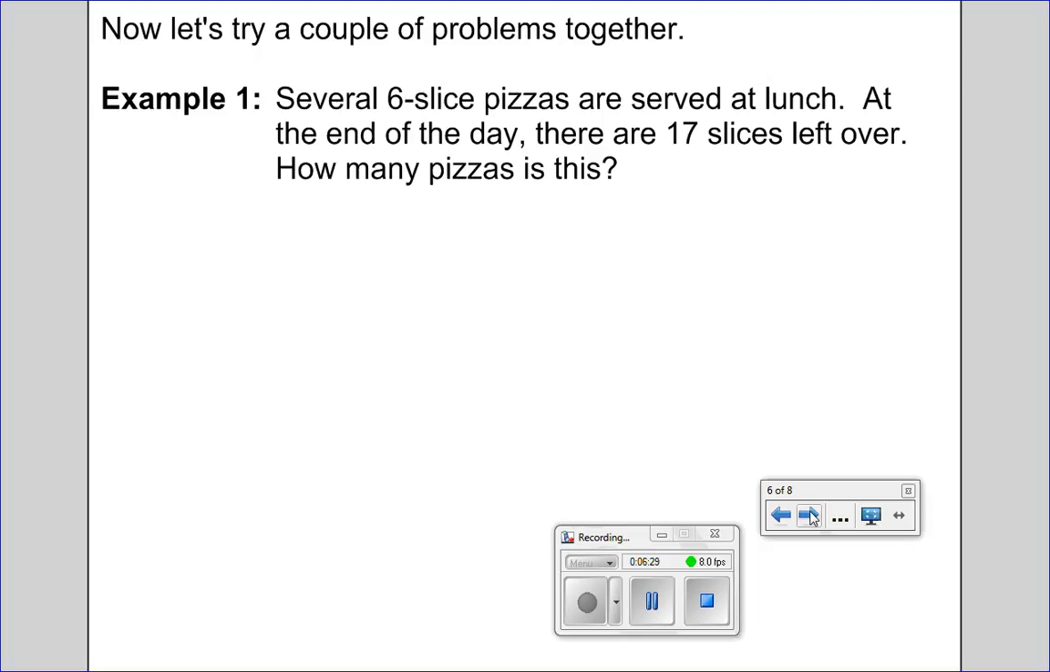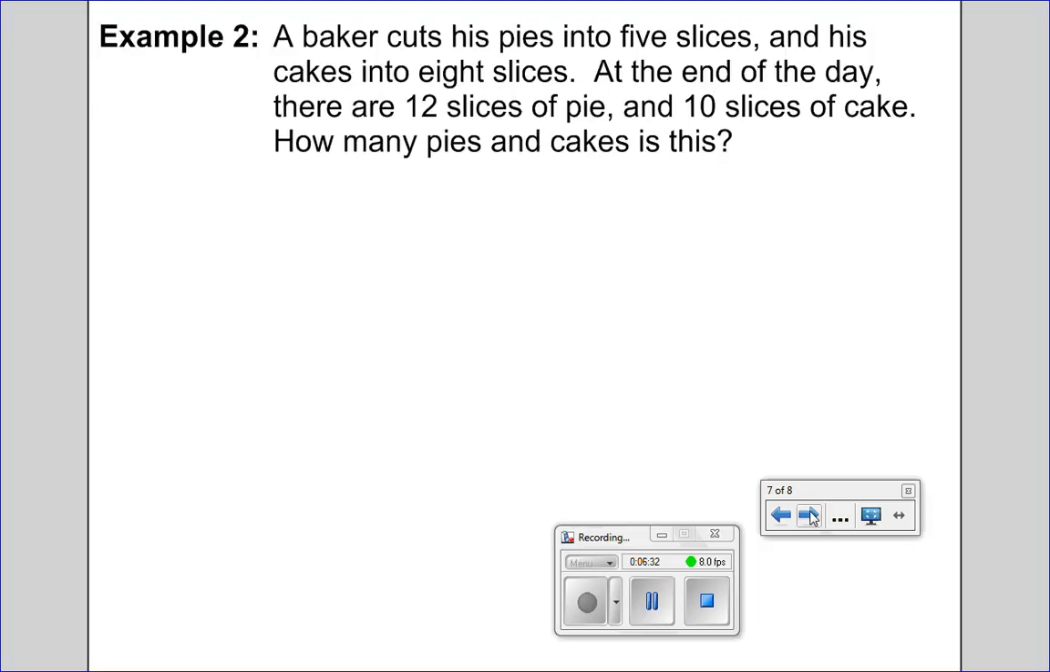All right, I think we have one more example to look at. And yes, you are going to do this one at home. Let me read the problem to you. A baker cuts his pies into 5 slices and his cakes into 8 slices. At the end of the day, there are 12 slices of pie and 10 slices of cake. How many pies and cakes is this? Again, make sure that you highlight the key information. I can see about 4 pieces of key information for you to jot down. Put the video on pause so you can solve this at home, and we'll take it up tomorrow.